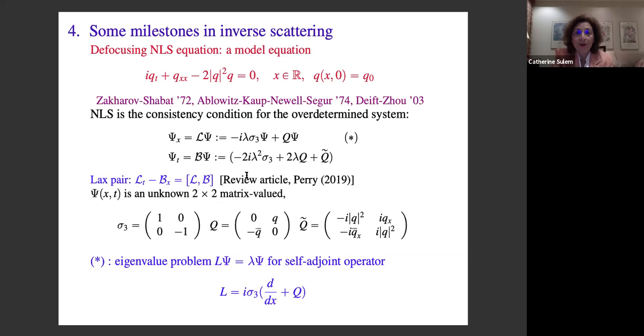In this book that I mentioned earlier, there is also a review article of Peter Perry that explains the different steps in this problem. So in this system, ψ is an unknown 2x2 matrix. There are several notations. Lambda will play the role of a spectral parameter. Sigma 3 is the third Pauli matrix, (1, 0; 0, -1). The capital Q and capital Q tilde are related to the solution of the NLS through this matrix, constructed in this way. And so these are the two equations, one ∂ψ/∂x, ∂ψ/∂t.